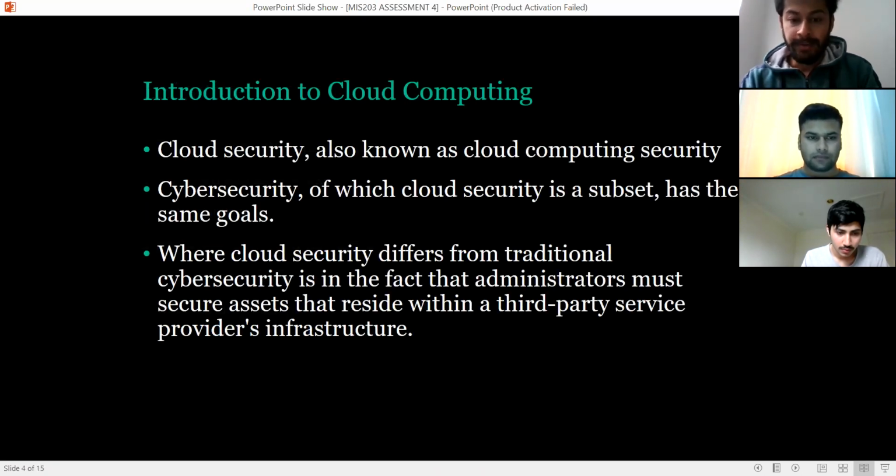Introduction to cloud computing. Cloud security, also known as cloud computing security, is the practice of protecting cloud-based data, applications, and infrastructures from cyber attacks and cyber threats. Cloud security, of which cloud security is a subset, has the same goals, but differs from traditional cybersecurity in that administrators must secure assets that reside within a third-party service provider's infrastructure.